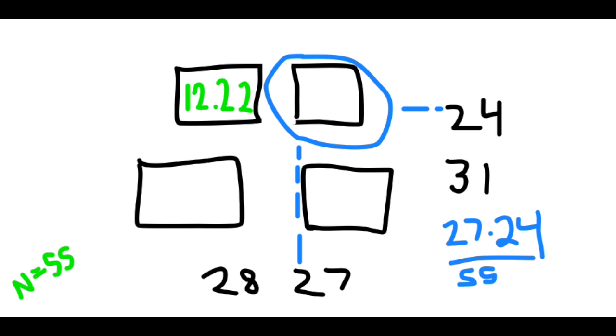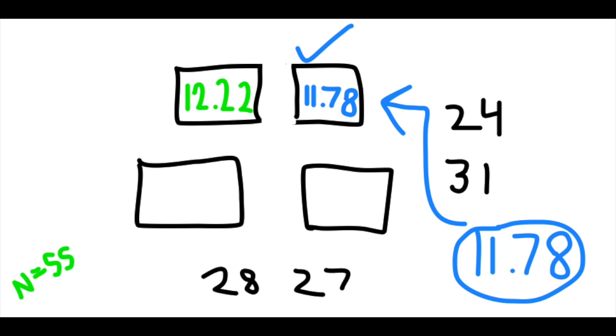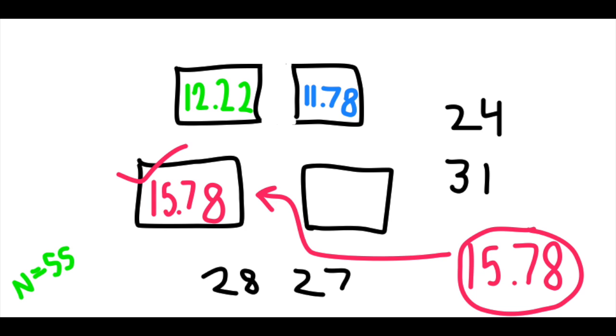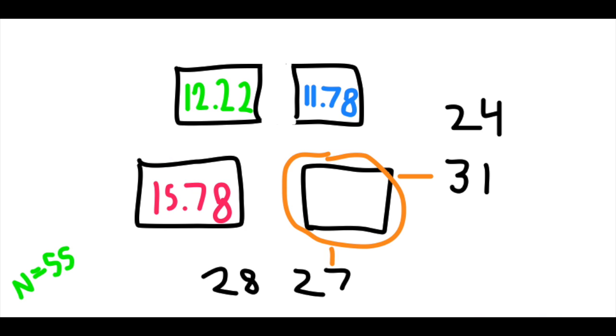27 times 24 is the next one. Divide that by 55. Basically, you're going to do the same thing for every cell. That one turns out to be 11.78. Alright, 28 times 31 for the next one. Just going down across. Divide by 55. 15.78. There we go.